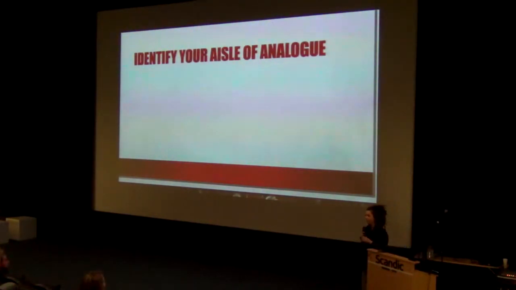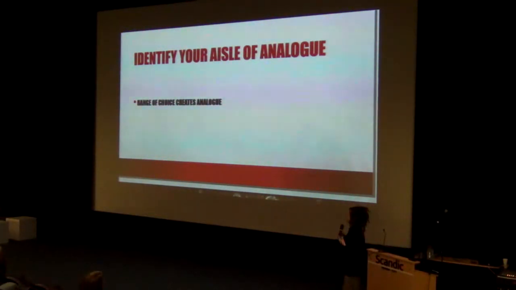So when I'm looking at a game, and when I'm looking at the game design, what I'm looking for is what aisle of the game am I going to put the analog in? What section of the game am I going to make sure? I know that there needs to be analog somewhere. Where am I going to put it? And essentially, it's the range of choice that creates the analog.